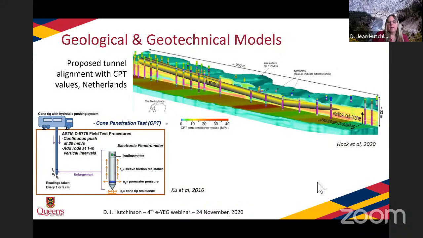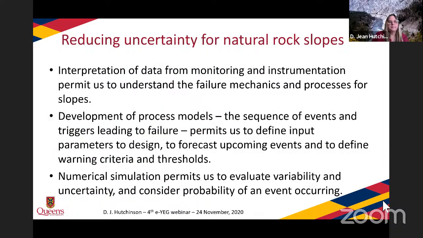And here's a final model that I'll show you before I move into some of my work. This is one from the Netherlands where they're looking at a proposed tunnel alignment using CPT values to understand the potential ground conditions for that tunnel. So now I'll move into thinking about natural rock slopes.